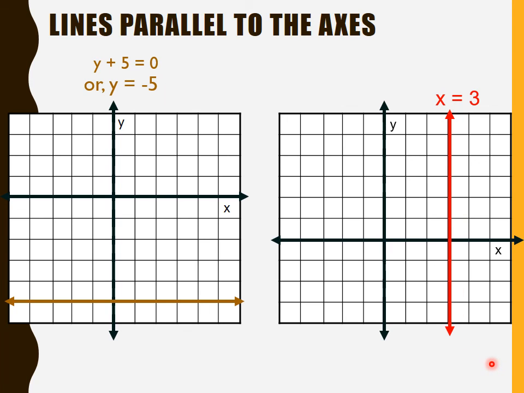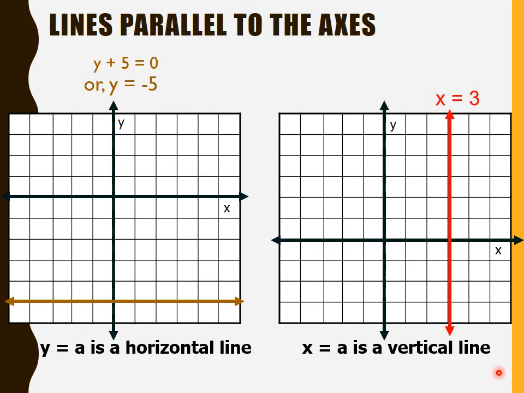So any line which is parallel to the y-axis can be written in the form x equals a. So y equals a is a horizontal line and x equals a is a vertical line. This is a very common question in terms of x equals 0 and y equals 0. x equals 0 is the y-axis itself and y equals 0 is the x-axis itself.